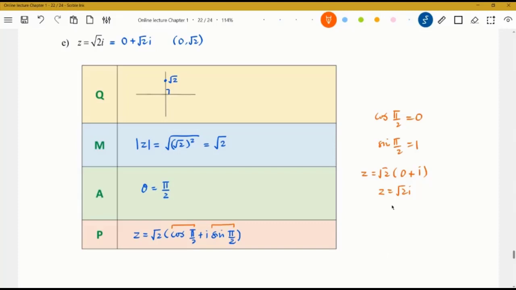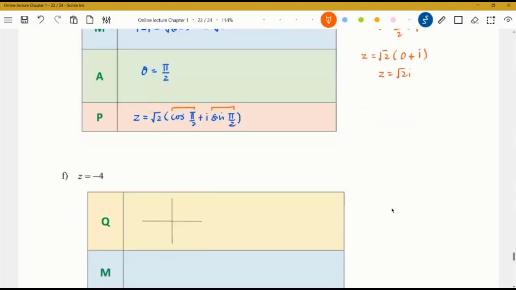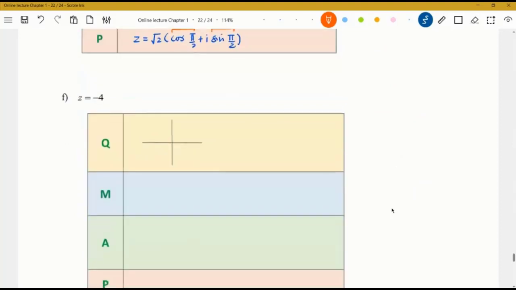Okay, last one. Part F. So we have Z equal to negative 4. Okay, kalau kita tengok dekat sini, dia sama juga dengan negative 4 plus 0i. Di mana imaginary part dia adalah 0. Real part kita adalah negative 4. So koordinat kita kat mana?